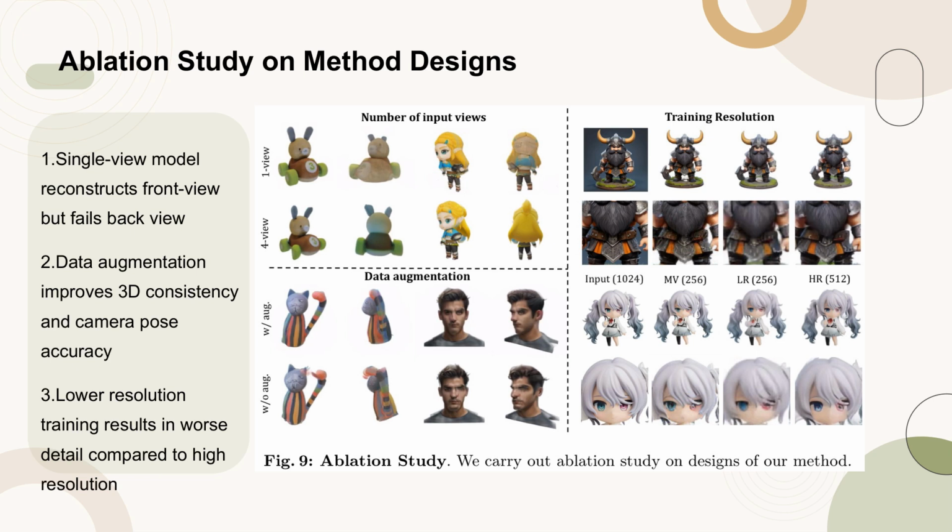The right part demonstrates that training with fewer Gaussians and a smaller rendering resolution results in a model that can still converge and reconstruct 3D Gaussians, but with worse details compared to the high-resolution model. Our large-resolution model at 512 by 512 captures better details and generates Gaussians with higher resolution.